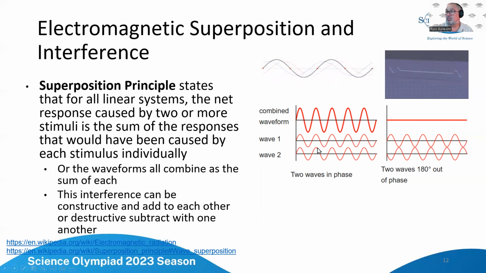And so if you'll notice here, in two waves in phase, when I add wave 1 plus wave 2, the amplitude's double that. Okay. All right. Now that can be very, very useful if we're trying to do things where we want to increase the amplitude. The other thing is that I can actually put two waves 180 degrees, or exactly out of phase. Now when I add them together, they cancel each other out.